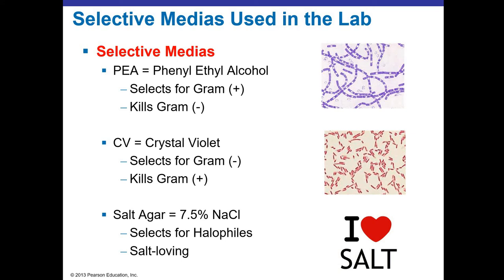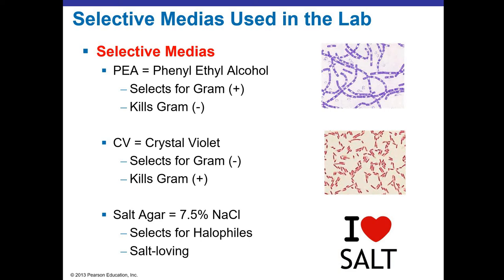Because they have the thick peptidoglycan layer, it's very porous and allows these small dyes to get in. However, because gram-negatives have that LPS layer, it's a little bit harder for these dyes to get in, so crystal violet and other basic dyes kill gram-positive organisms, but allow the gram-negatives to live.